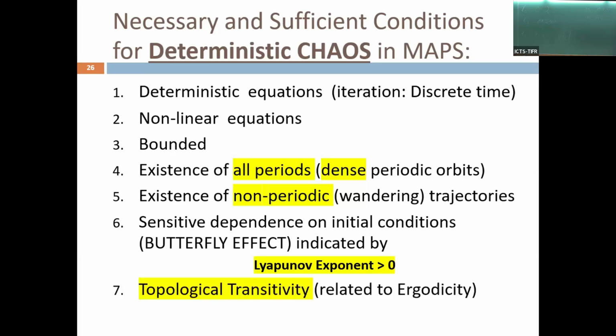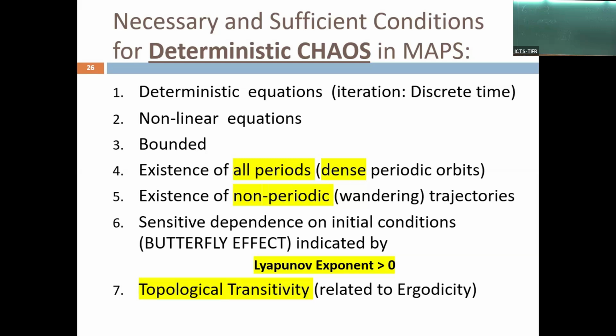And there's a last condition. I'll talk about this maybe in my next talk because this is also very important, topological transitivity. I'll come back to that. So just to complete this whole thing, right? See, 1, 2, 3 is anyway required. 4, 5, and 7, right?